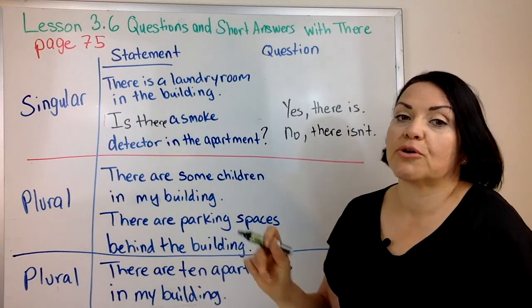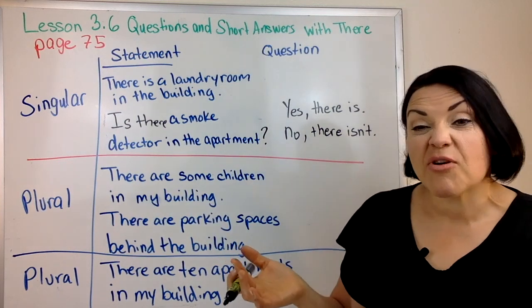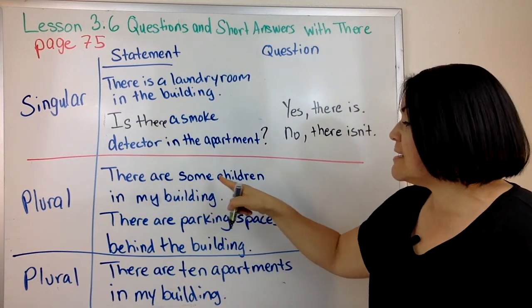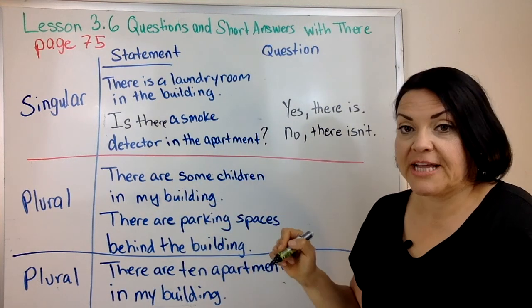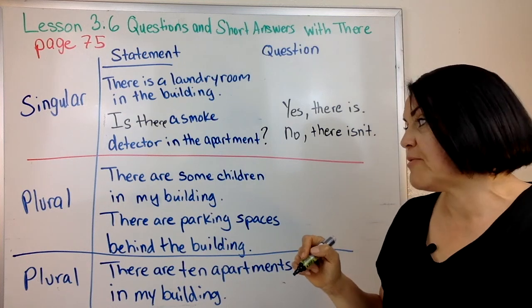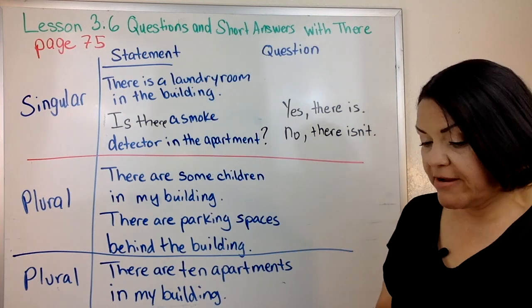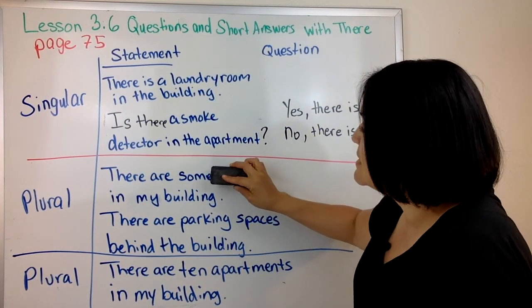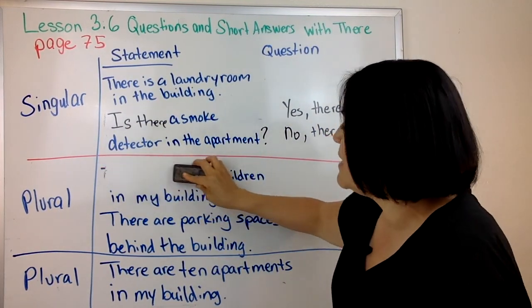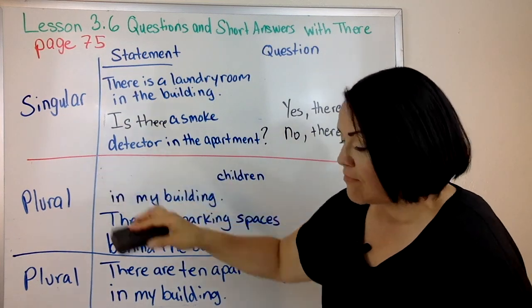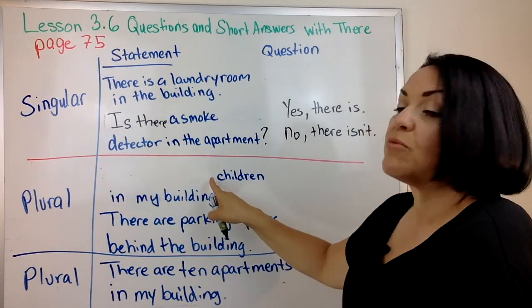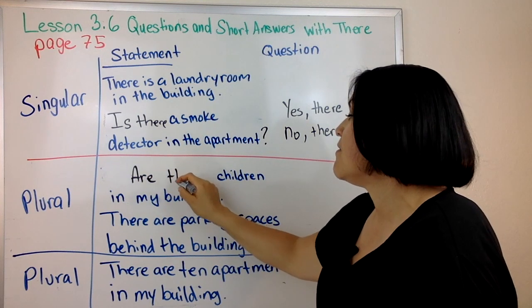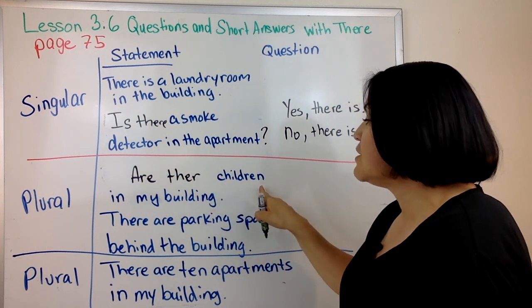Okay, we made those into a question. Now we're going to do plural. And it's the same process. You just switch them around. There are some children in my building. We'll just change it a little bit, right? Are there, and we don't need some. So what we're going to do is we're going to switch this to make it a question. So we don't need the word some right here. You would just put, are there children?